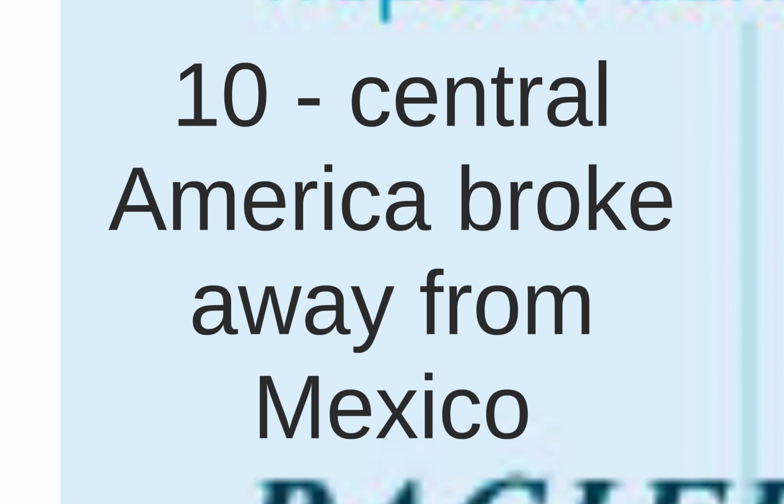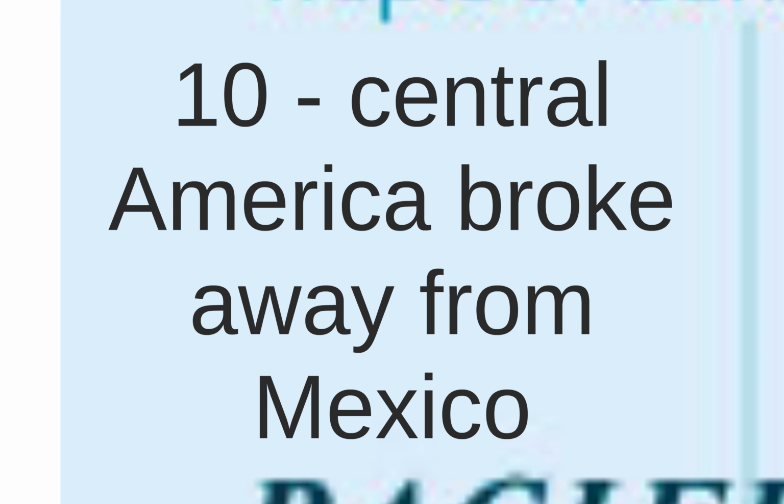After the Spanish were gone, a lot of the Central American countries, all those countries you would recognize on a map today between Mexico and South America, broke away from Mexico and became Central America and independent countries and things like that. So it didn't stay unified like it was under the Spanish.